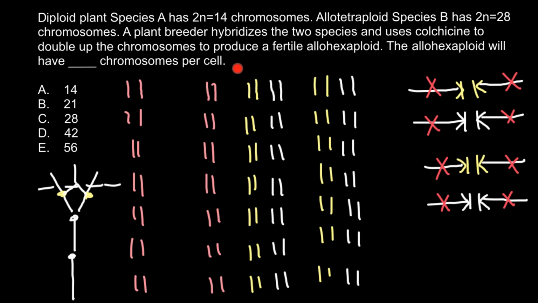So hexaploid organism would have a total number of different chromosomes that equals 7, and would have 6 chromosomes for each variant. So total number of chromosomes would be 42, and this is answer D.